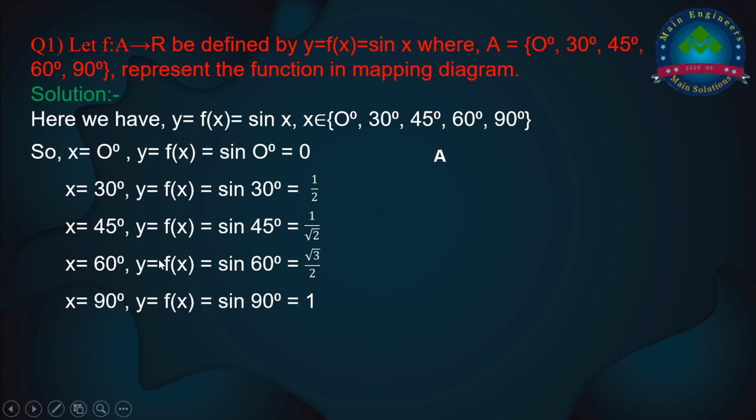So let's draw this in the mapping diagram. This is our input 0, 30, 45, 60, 90, and this is our output 0, 1 by 2, 1 by root 2, root 3 by 2, and 1.